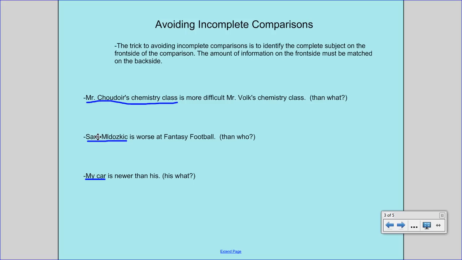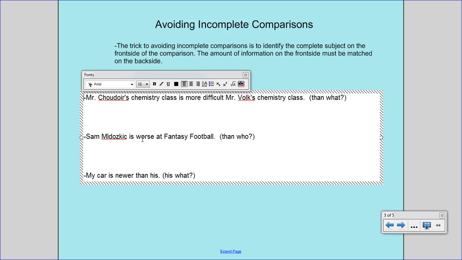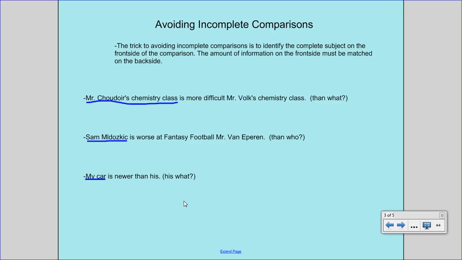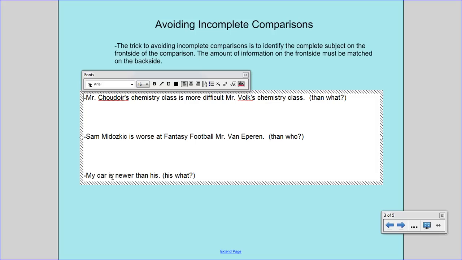In this sentence, Sam Malachik is worse at fantasy football. Sam Malachik is the complete subject. So in this sentence, by simply adding Mr. Van Eperen, that is fine because you have one person as the subject, one person as the subject. And then lastly, my car is newer than his. You have the possessive pronoun my, followed by the noun car. So you need to have both the possessive and the noun on the backside.